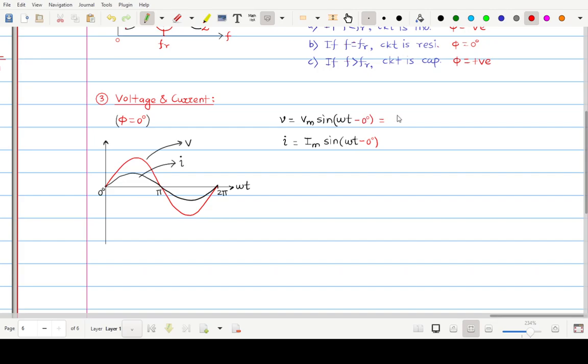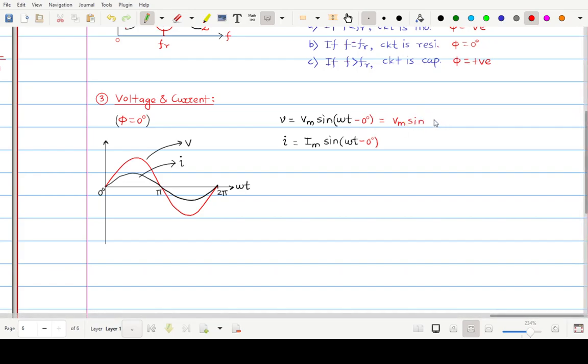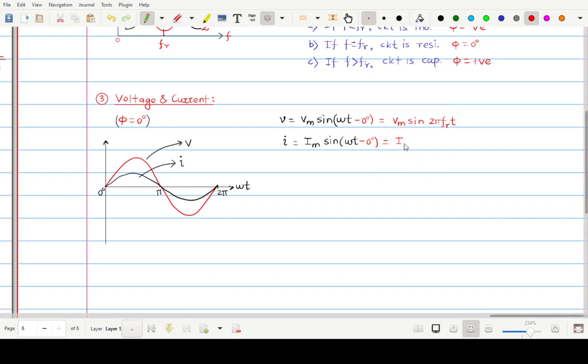Now what is omega? 2 pi f. So what is your equation? Vm sine of, and omega is 2 pi f, but since we are at resonance condition, instead of f we will take fr into t. So this is your voltage equation. Similarly, your current equation is Im sine of 2 pi fr into t. Okay, so in this way you can represent voltage and current in diagram as well as in equation.